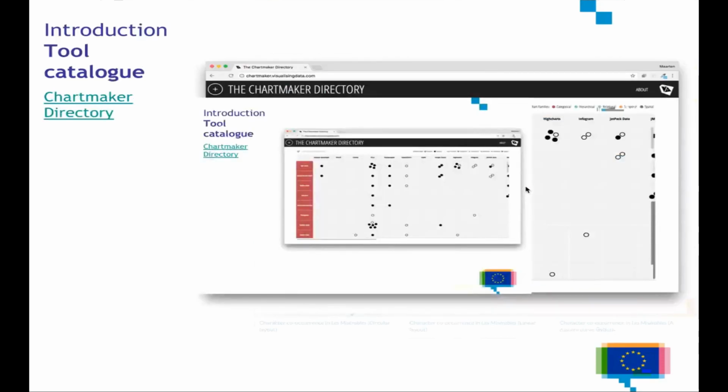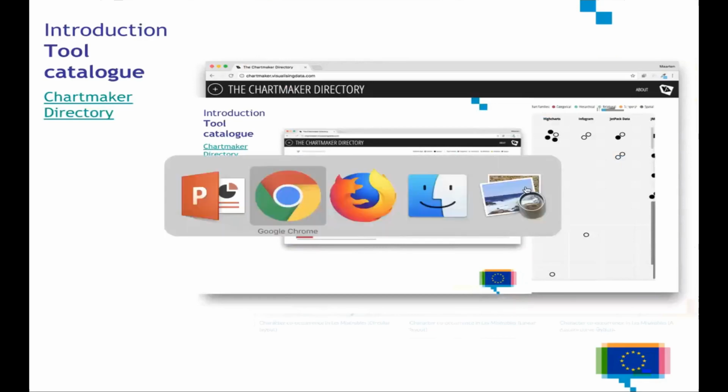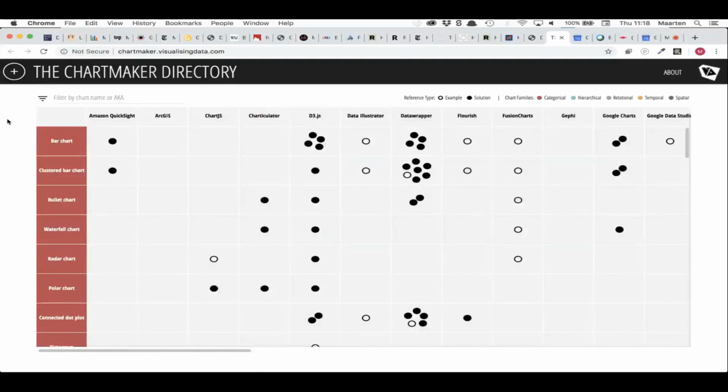Finally, I would like to mention the ChartMaker directory, which is a large collection of tools crossed with a large collection of different chart types. So this is on the visualizingdata.com website, and you can find there this giant matrix. Each column in the matrix is a tool, and each row in the matrix is a chart type. So we have bar chart, a bullet chart, waterfall chart, and each dot in the matrix is a link to a tutorial about how to make this specific chart type with that specific tool.